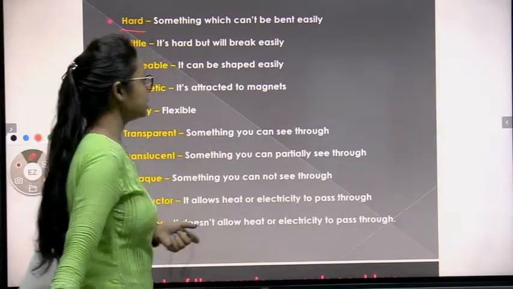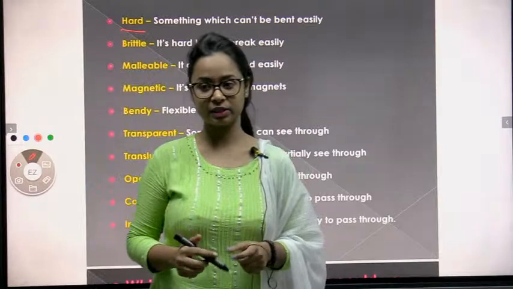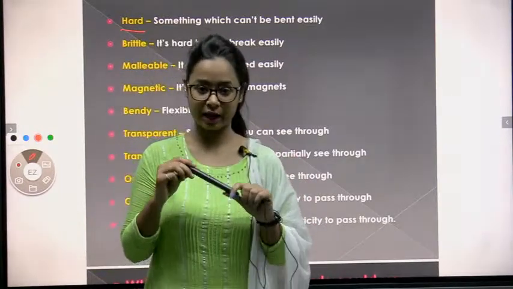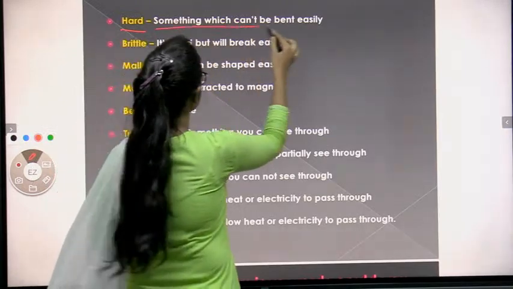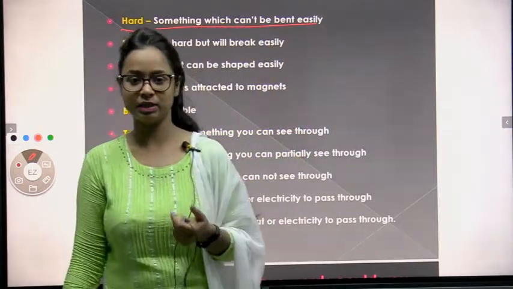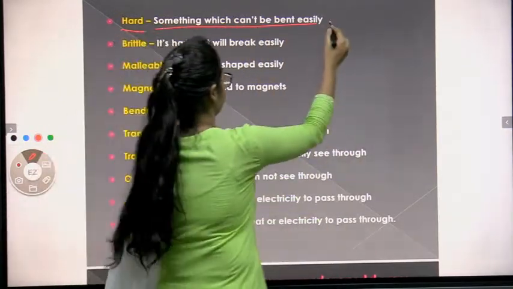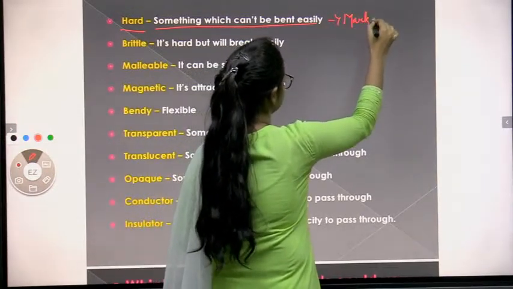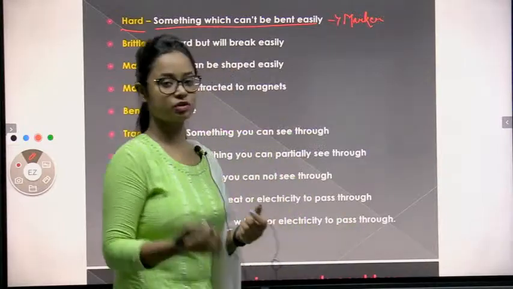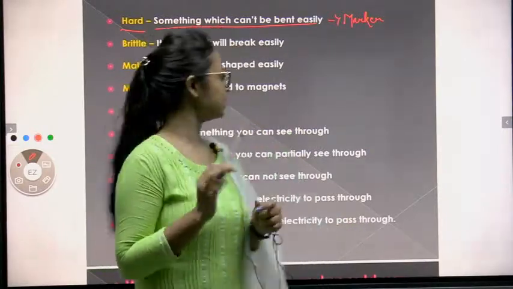Hard. Something which cannot bend easily. For example, I am having this marker. Can I bend it? No. So something which can't be bent easily. That is the example I have taken, a marker. A marker is a kind of thing which can't be bent.